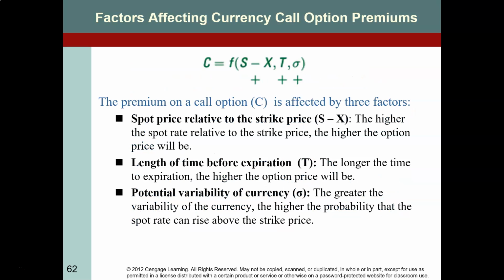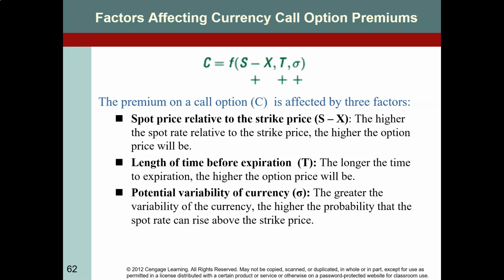Factors affecting currency call option premiums. The premium on the call option, C, is affected by 3 factors. First, the spot price relative to the strike price, which is S, the spot price, minus X, the strike price. The higher the spot rate relative to the strike price, the higher the option price will be. Okay, if S is higher than X, we know that it's very likely that we'll be in the money making a profit. So the call option premium C is going to be higher if this difference between spot and strike is high.